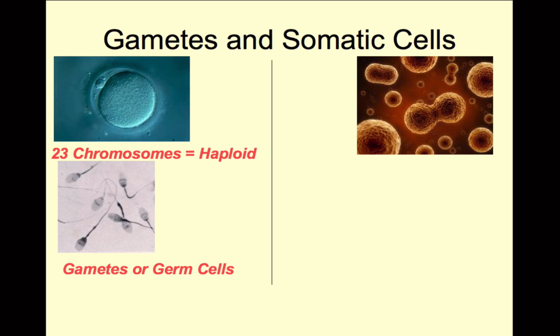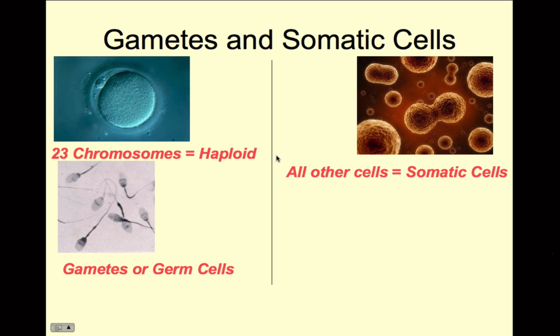Now, a really important aspect of these is that they each have 23 chromosomes. So an egg cell has 23 chromosomes inside of it, and a sperm cell has 23 chromosomes inside of it. This is considered haploid, and sometimes we indicate this with one N. That means it has one set of chromosomes. And I'm using 23 because I'm speaking about human egg and sperm cells. Not every organism has 23 chromosomes in their gametes.